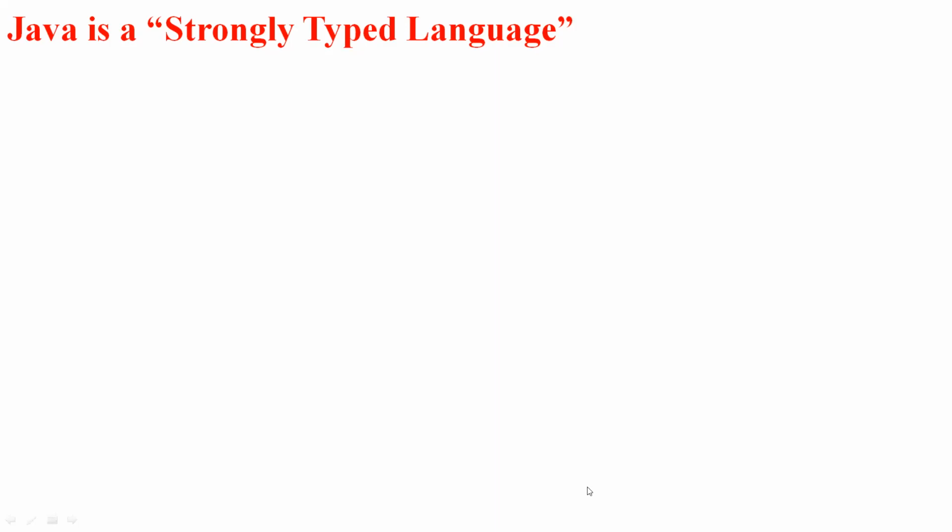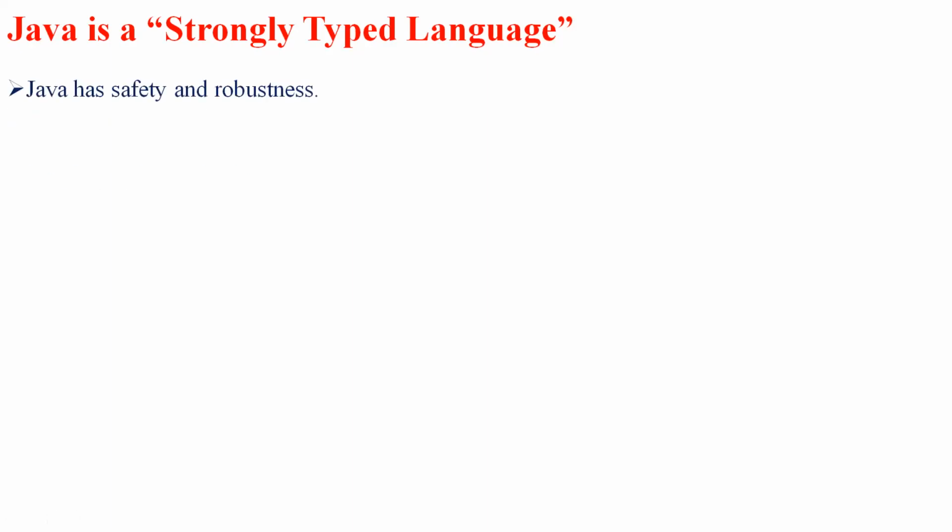So for all such cases we have a particular reason. So now the thing is, why do we call Java a strongly typed language? What are the reasons behind it? Let's see why we call Java a strongly typed programming language.